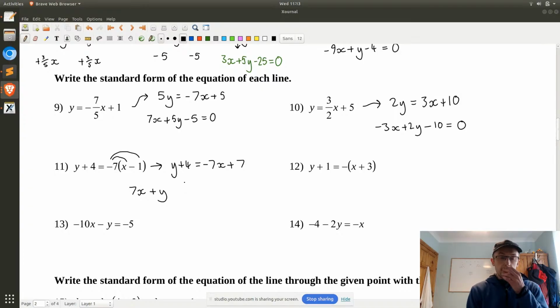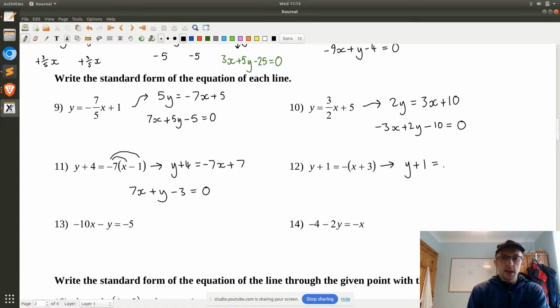Yeah, take away 7 from both sides. So 4 take away 7 is negative 3. And there you go, standard form. Next, we need to distribute this negative sign. So the right-hand side becomes negative x. Take 3. You just flip the sign of everything inside the brackets.